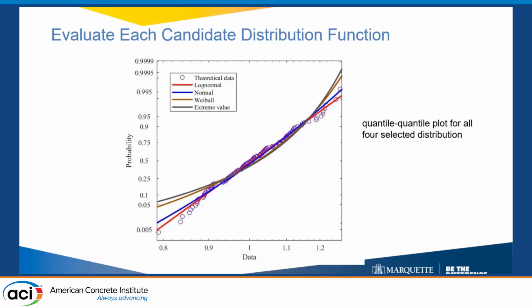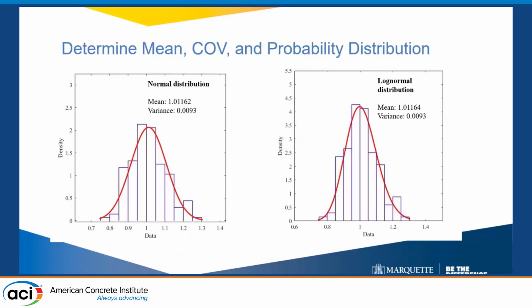And also we can do the maximum likelihood fit check. And we did that, and the results tell us the same conclusion. The lognormal fits best. And then so far we got everything we need. That's actually the statistical parameters for the model factor. So we got, regarding the lognormal, the mean is 1.01164. The variance is 0.0093, and the lognormal works best. So those three are very important regarding the whole reliability analysis. It does affect a lot.